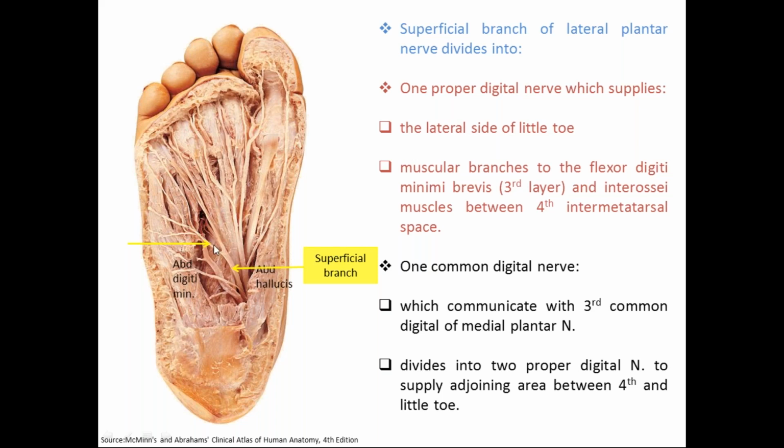Okay, now if you look at the common digital, this common digital is similar to the common digital branch of the medial plantar nerve. So it is again going to divide into the two proper digital, and they are going to supply the area between the little toe and the fourth toe, and sometimes they give a communicating branch towards the third common digital nerve of the medial plantar nerve. So it is similar to the common digital nerve of the medial plantar nerve, but this one proper digital nerve gives branches to the muscles also along with the cutaneous innervation, right?